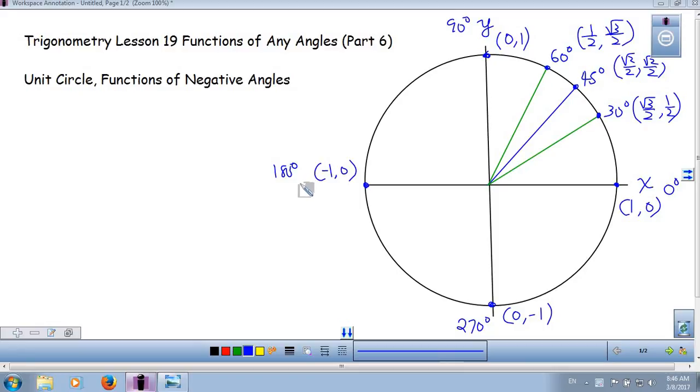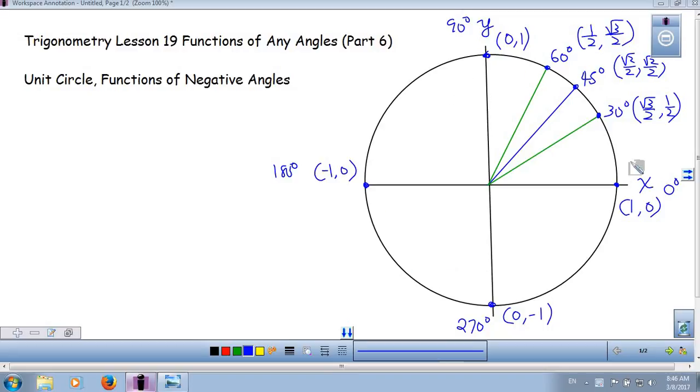This is Richard Tai. Today we're beginning our lesson 19 in trigonometry. This is functions of any angles. Now, as you can see, we're continuing our discussion on the unit circle. Functions of negative angles today. We also discussed a little bit today.